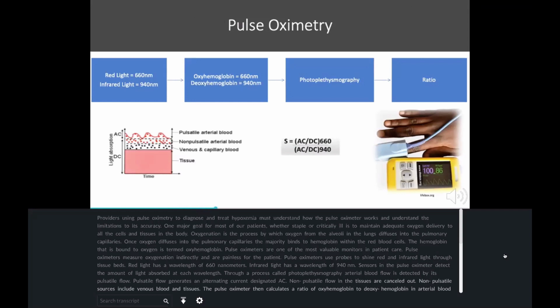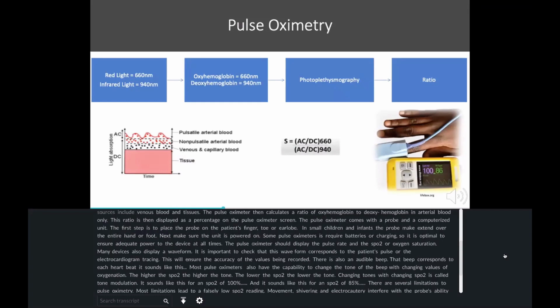Non-pulsatile flow in the tissues is canceled out. Non-pulsatile sources include venous blood and tissues. The pulse oximeter then calculates a ratio of oxyhemoglobin to deoxyhemoglobin in arterial blood only. This ratio is then displayed as a percentage on the pulse oximeter screen.